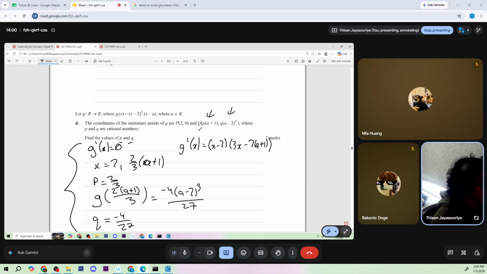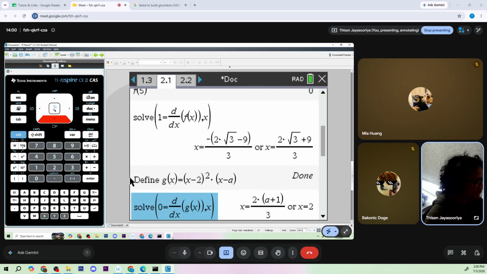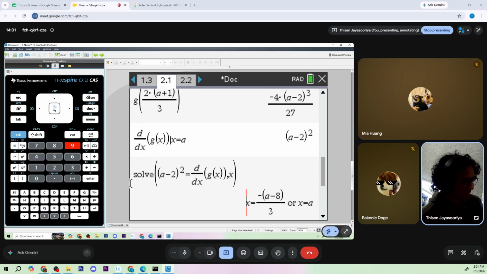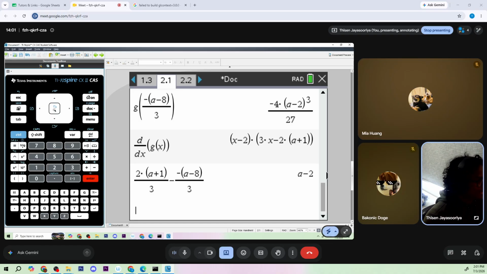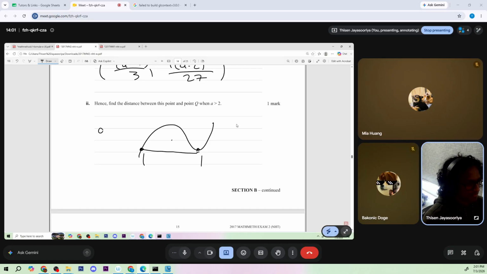So here, I know that the x value of this one has already been on my calculator. It's just up here. Here it is, right here. So this is the x value of point Q, and I'm going to take that away from my second point, which is this one up here. Okay, don't do that. And here I get a equals 2 is my distance. Yeah? So my distance here is a take away 2.